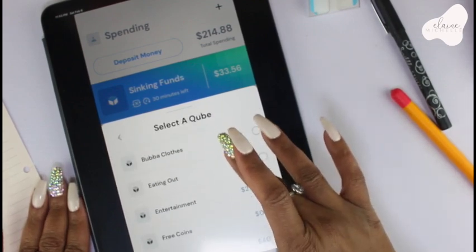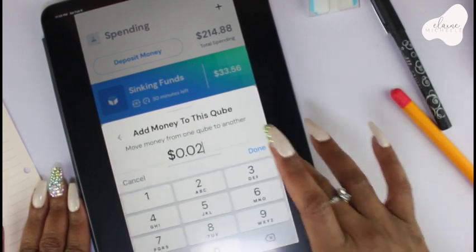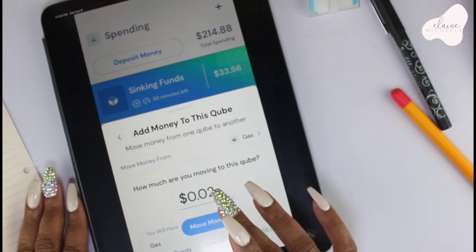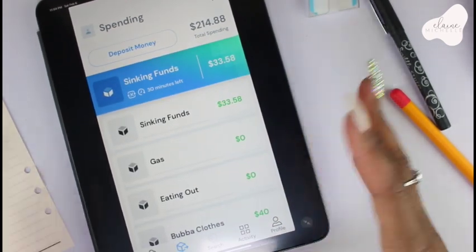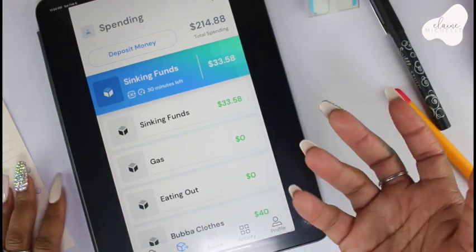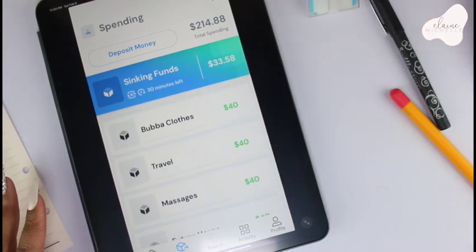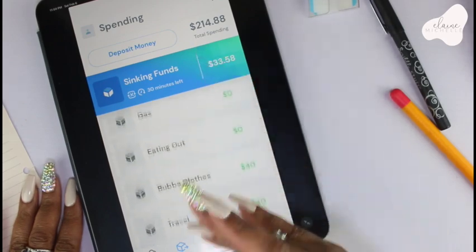And you just want to make sure you pull it from the right account. So gas, done. Move money. And so what I'm doing is clearing out my cash envelope. So you would normally do this if you were doing your cash envelopes as well, unless you had something you were trying to save it in there for.